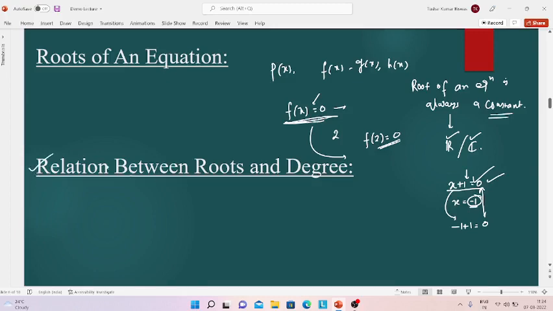So what is the relation between roots and degree? Basically, the relation between roots and degree is that the number of roots equals the degree.